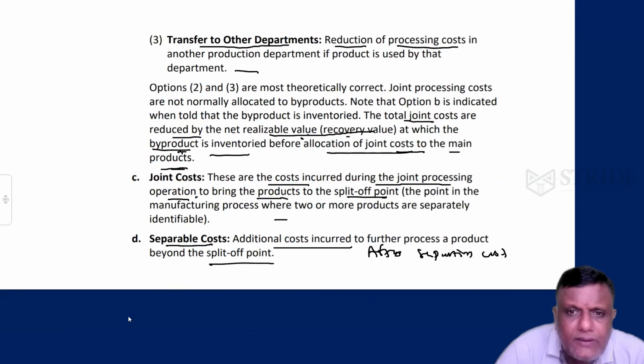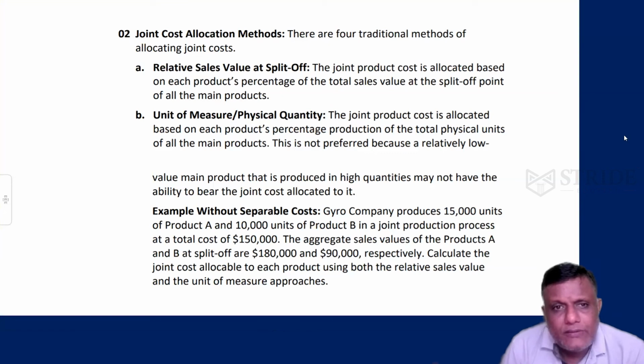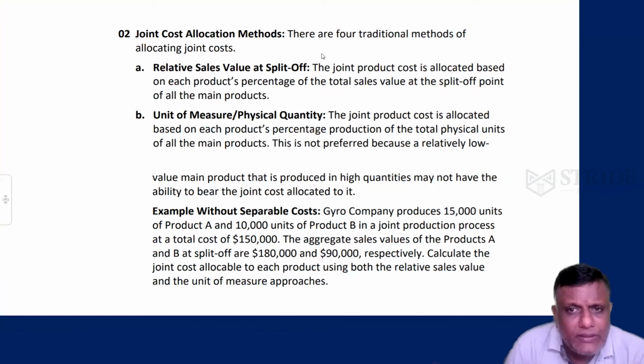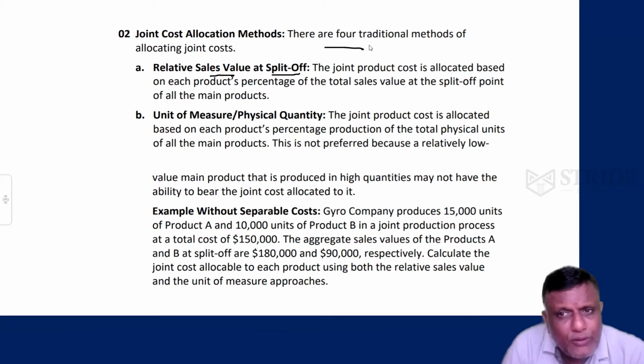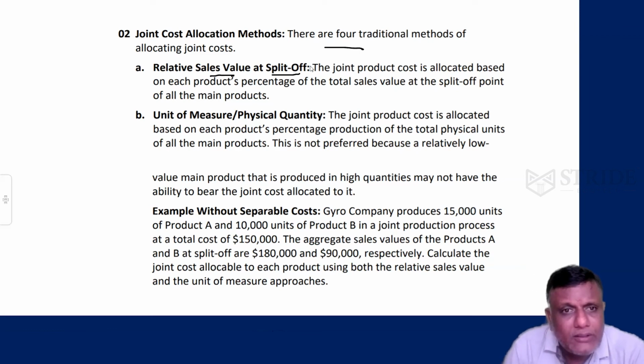That's the idea here. Let's see what are the methods available for joint cost allocation. There are different methods available. Okay, number one, relative sales value at split off. So there are 4 traditional methods available for allocating joint cost till split off. Till split off, it is called joint cost. Or the joint cost to be apportioned between the products. Okay, so 4 traditional methods available. Number one, relative sales value at split off point.